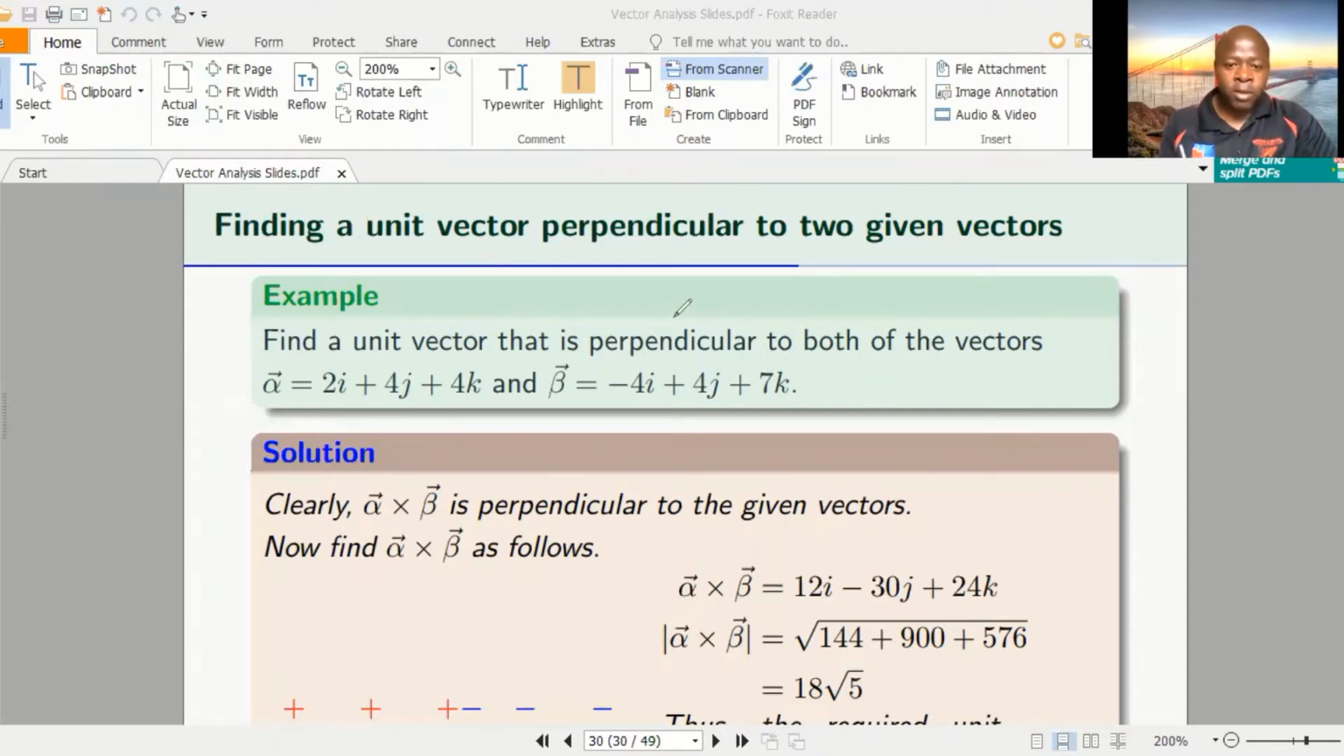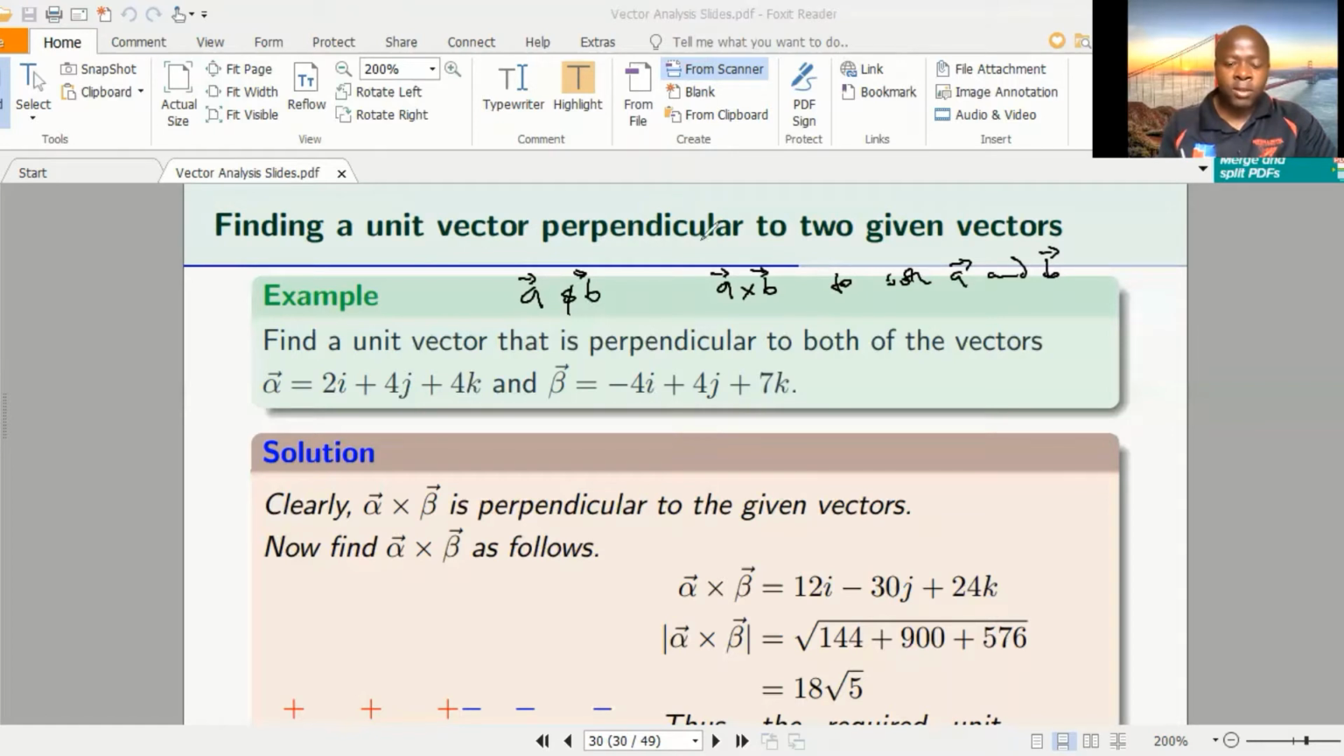From the knowledge of the cross product, we know that if we are given two vectors A and B, then A cross B will be the vector that is perpendicular to both vector A and vector B. So A cross B is a vector which is orthogonal, or perpendicular, to both A and B. So the question is a unit vector that is perpendicular.